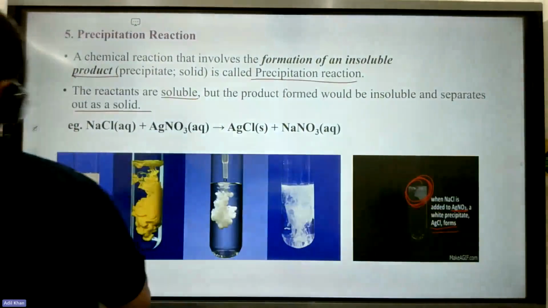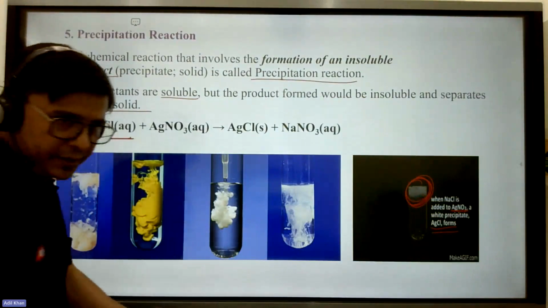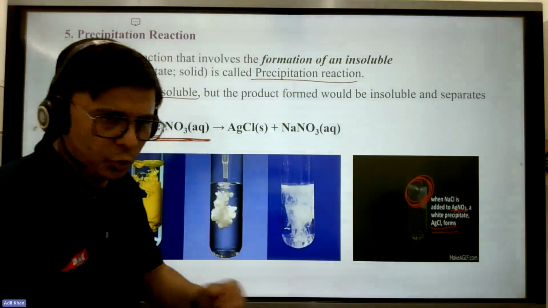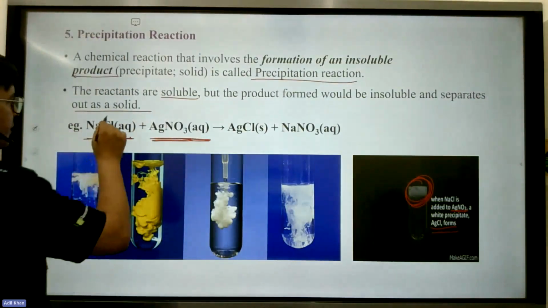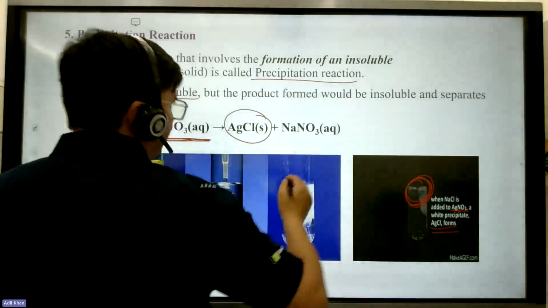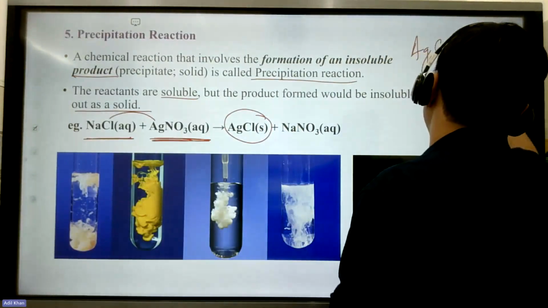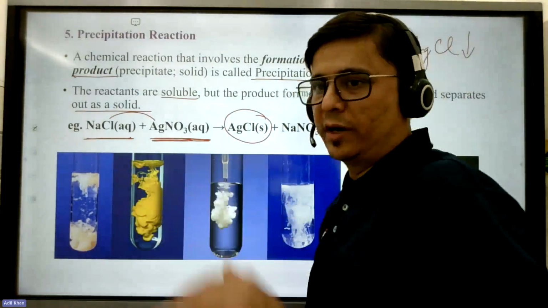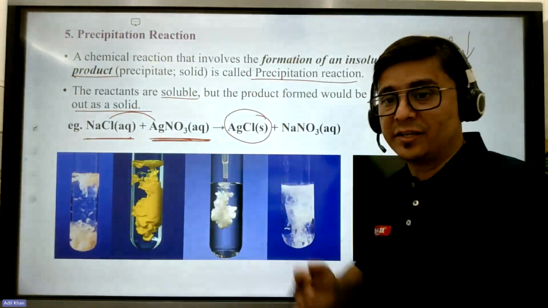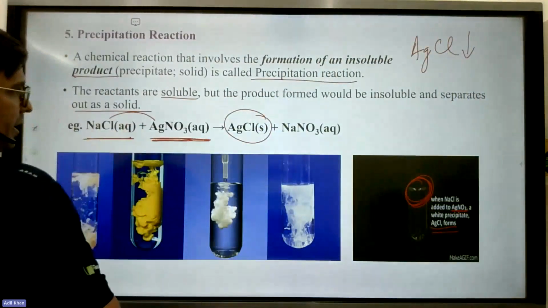Example here, sodium chloride in aqueous solution. It is clear, no color is there. Silver nitrate is almost colorless, no color is there. When you add them, silver and chlorine will react, and this is the precipitate. So we write precipitate like this. For example, if I write AgCl, I write a downward arrow. This downward arrow signifies precipitate formation. Upward arrow signifies gases escaping out or coming out. So it is like this.